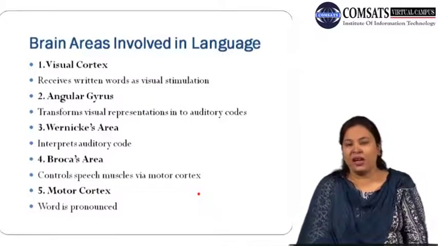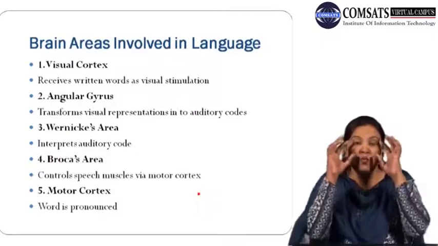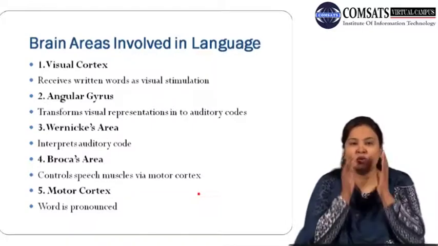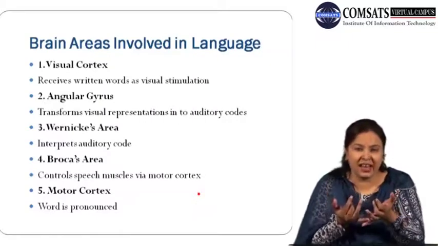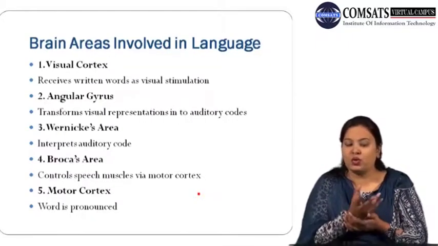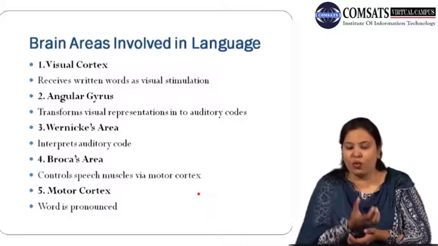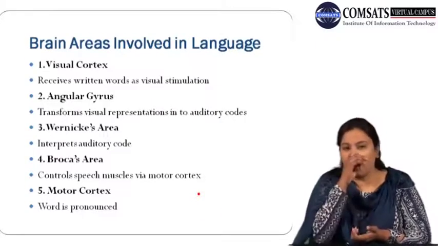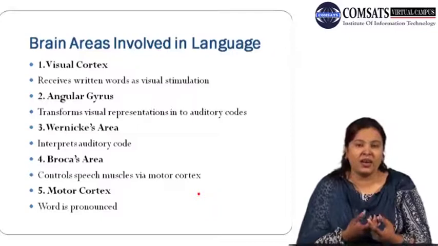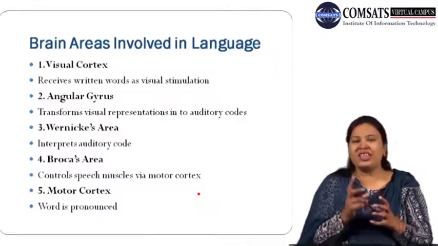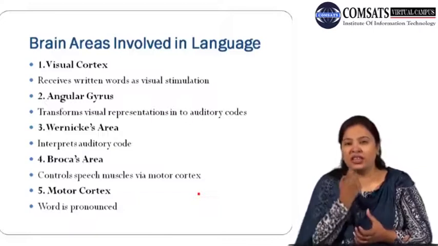Again, I will highlight the five most important parts of the brain which are involved in language. Number one, visual cortex. Visual cortex, as the name makes clear, is closely connected to your visual abilities. With your visual abilities, you can see sign language and written language. To get the written language and to understand the written words, or to understand visual stimulation, you use your visual cortex. It is considered important to receive visual stimulation or visual signals.